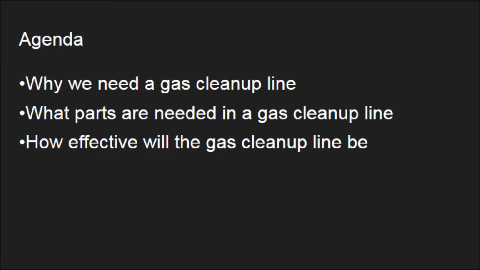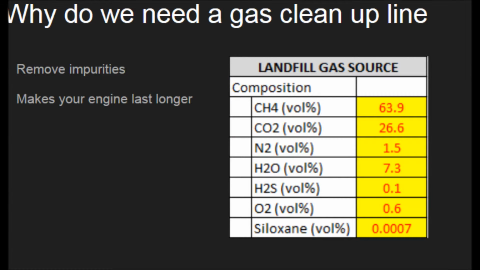For our gas, we have different types of molecules. First, we have methane, which is going to create our electricity. Next is CO2, but we don't need to remove CO2 from our gas because it won't harm our engine. But the things that we need to remove are water, H2S, and lastly, siloxane. Those are our three main things that we need to remove because they'll be harmful to our engine.